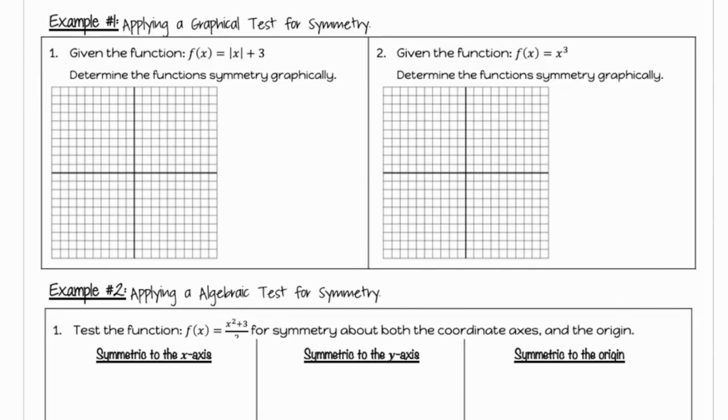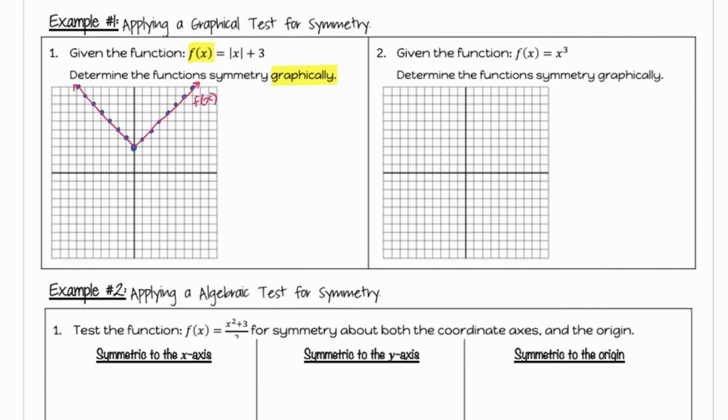Let's start with the graphic test. So for number 1, we are given a function f of x specifically. Looks like an absolute value function. It says determine the function's symmetry graphically. So what we're going to do is graph this function. You could use your calculators or you could use your knowledge of how functions are shifted to graph this.